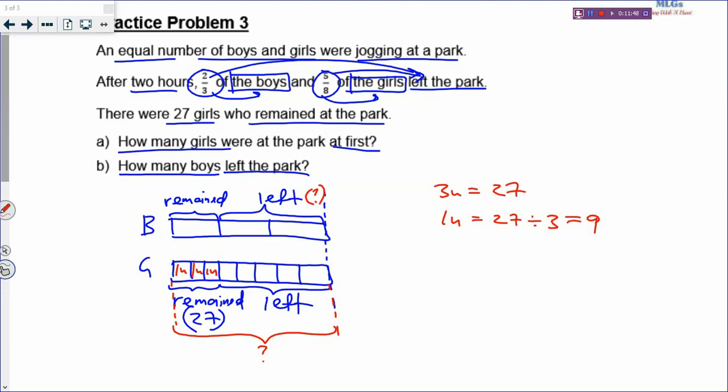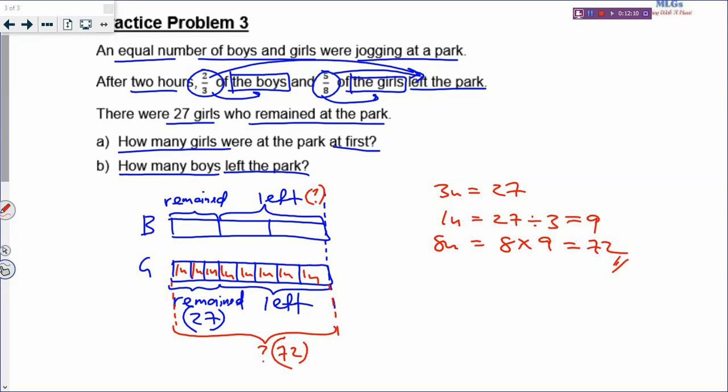So 3 units is 27. Then can you find how many girls there are altogether, which is 8 units? So 8 units will be 8 times 9. So there are 72 girls altogether at first, and you found part A, right? Now, how many boys left the park?